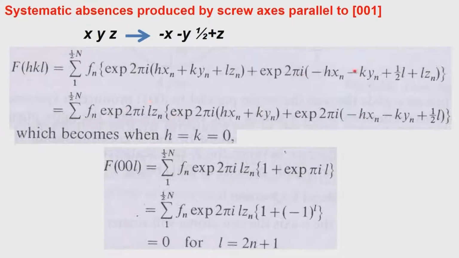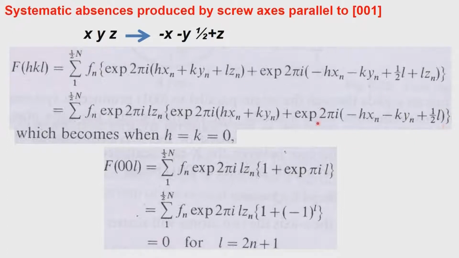The common factor here between these two is exponential 2 pi i l z n f n. So, this therefore becomes sum from 1 to half of n, f n exponential 2 pi i l z n, and exponential 2 pi i (h x plus k y) as far as this first expression is concerned, and as far as the second expression is concerned it is minus of h x minus of k y plus half of l.